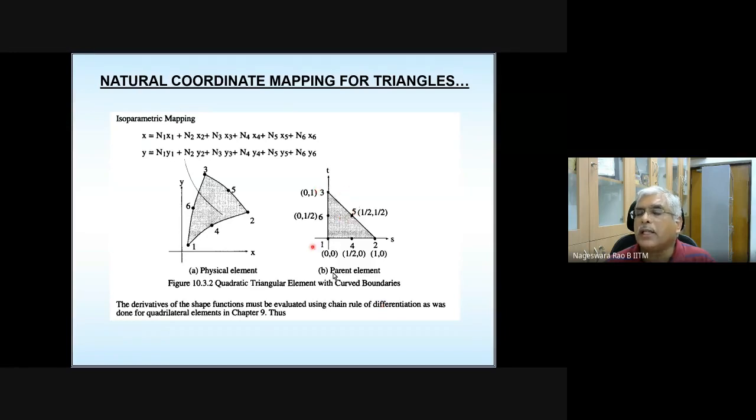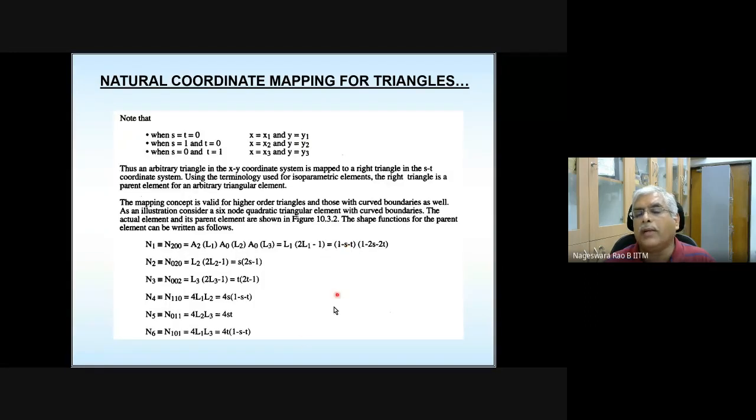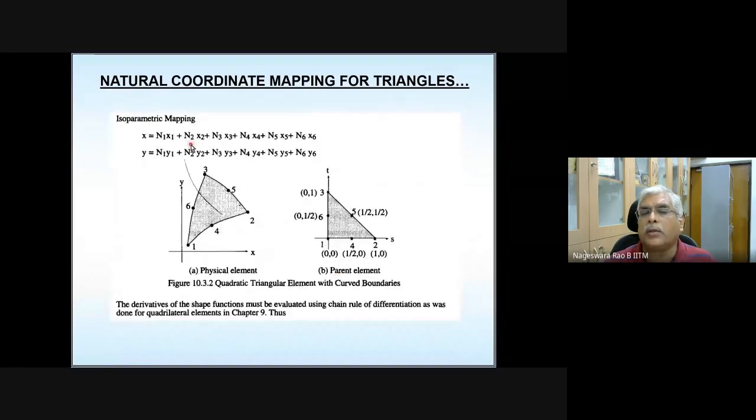In this case, I need to find the shape function expressions in terms of S and T for the 6-node triangular element. So that is what is shown here. You can verify this. N1 to N6 are given in terms of S and T. And once you have this, you can write the isoparametric mapping.